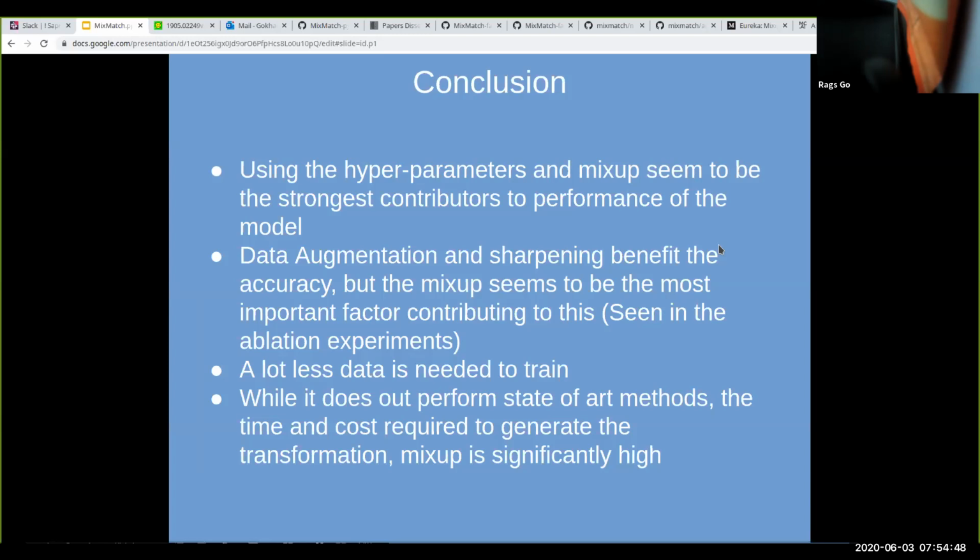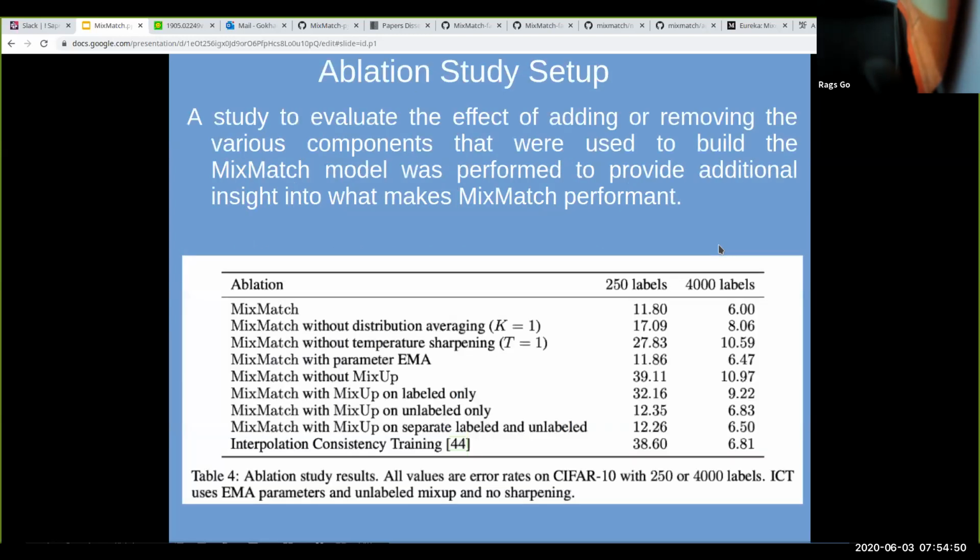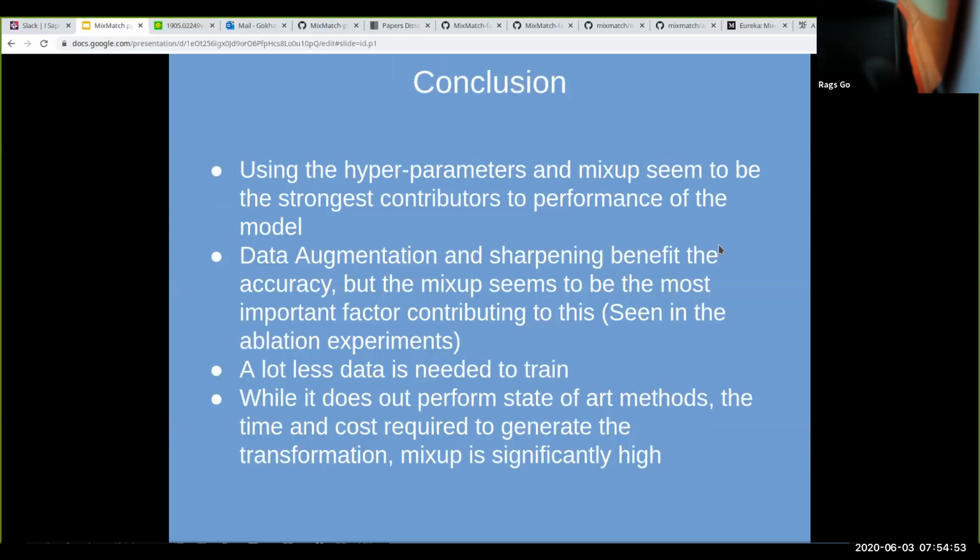But out of that, as you've seen in the previous slide, the mix-up seems to be the most important factor contributing to this. And mix-up, again, is a tuning hyperparameter. If you tune it further, you might get better results. If you don't tune it as much, you might get less. So these were the positives that I could get, or we could see, in the paper.